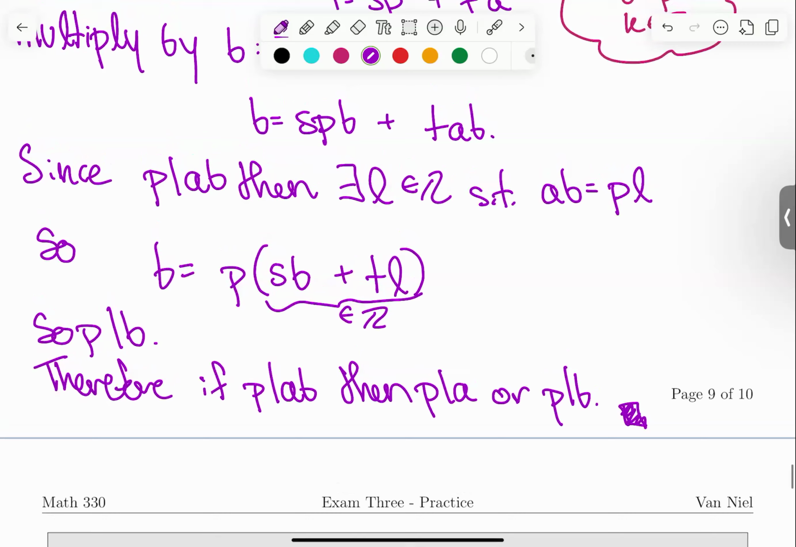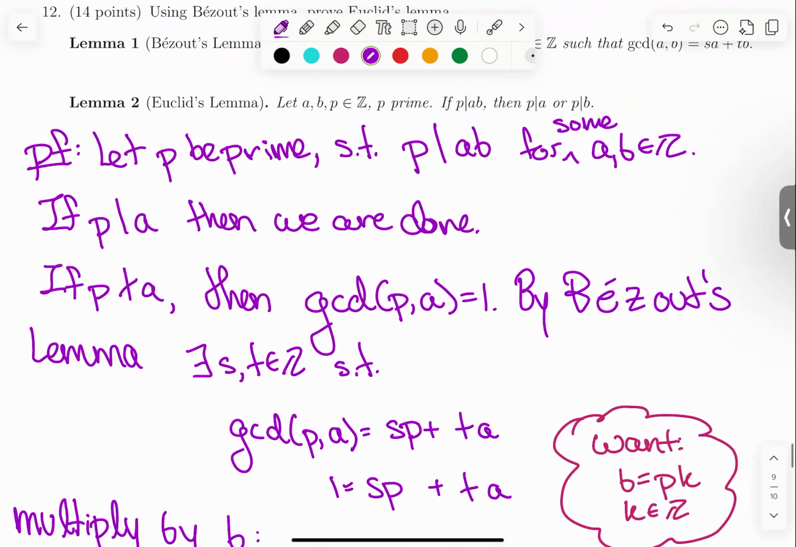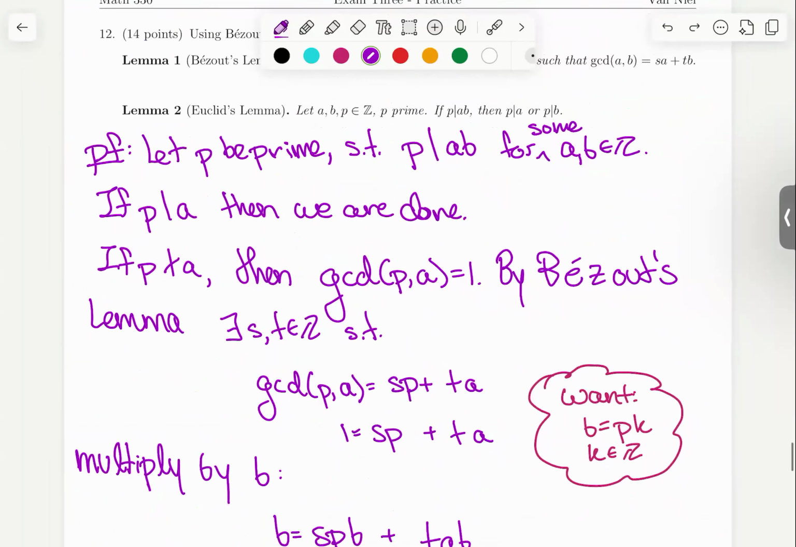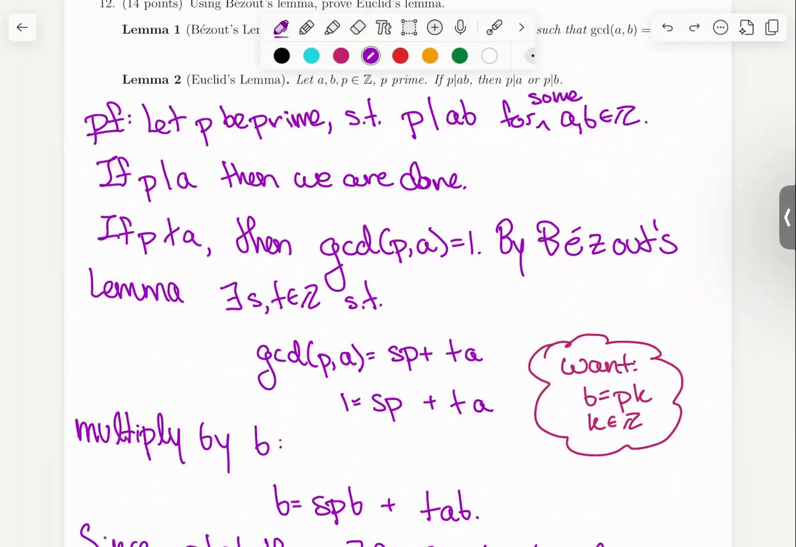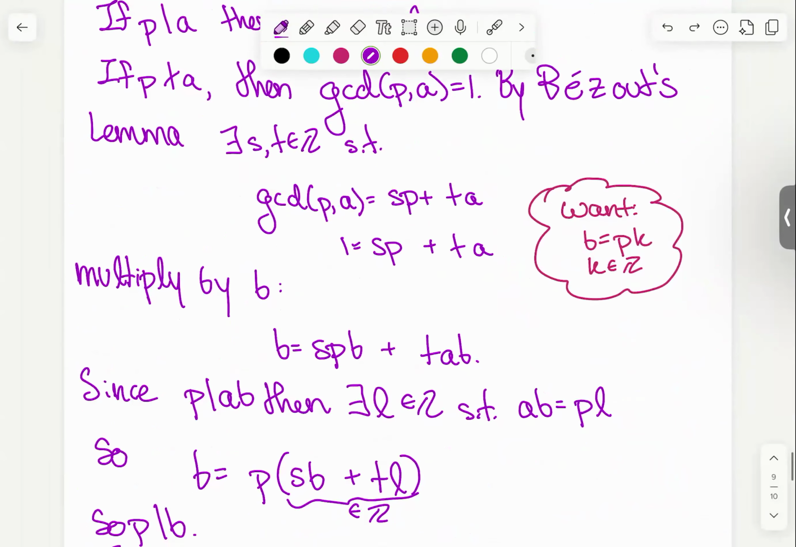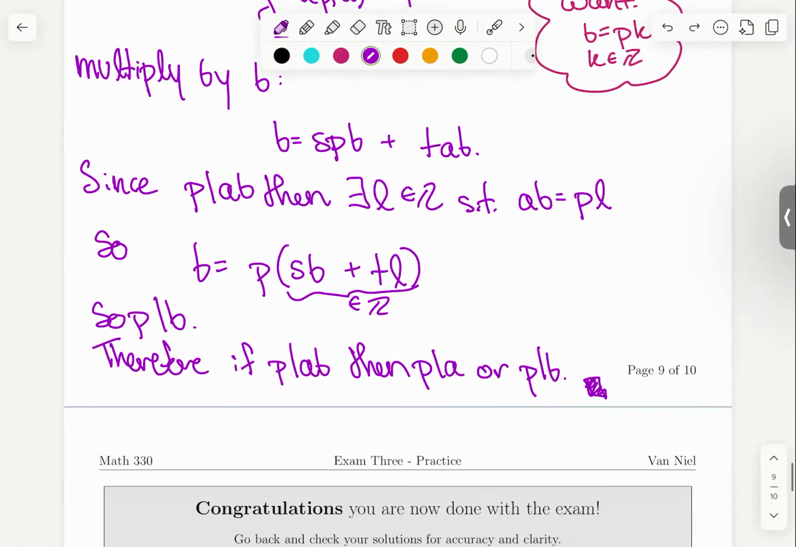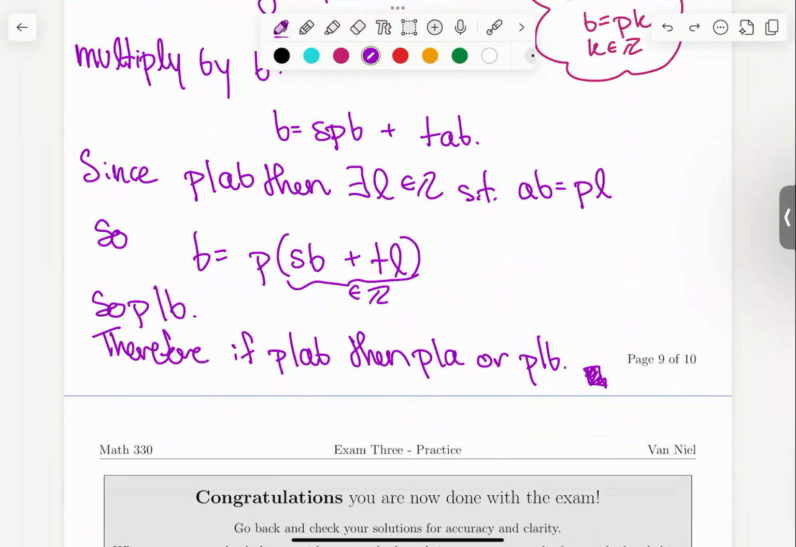And so another thing I want to remind you of is that in this first scenario, if P divides A, we're not saying that P can't divide B. It could be that P divides A and B. Maybe A is P and B is P, so P divides P squared, and P divides P and P divides P, right? And that's it.